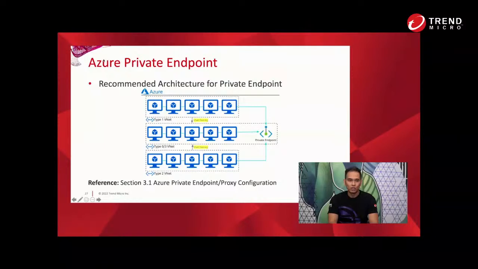This is basically for the Azure private endpoint. This is the recommended architecture for private endpoints running on Azure. Same thing here: one private endpoint is required per Azure account. You can create the private endpoint in one VNet. Other VNets will be peered to this VNet hosting the private endpoint, so as to allow communication between our Cloud One servers and the VNets.